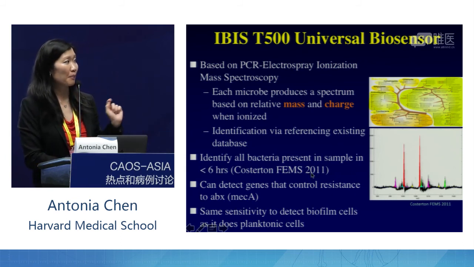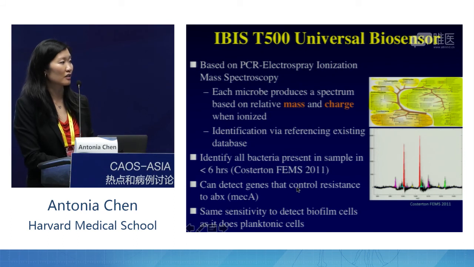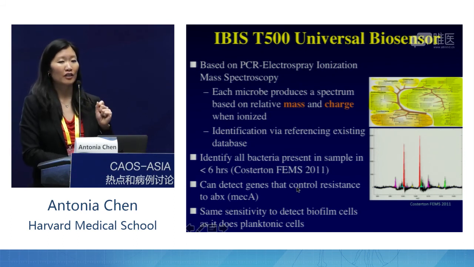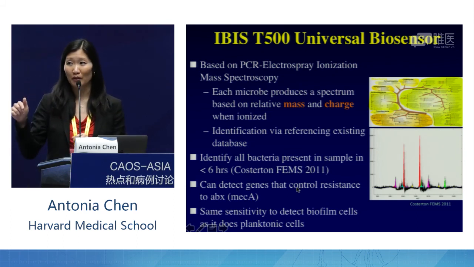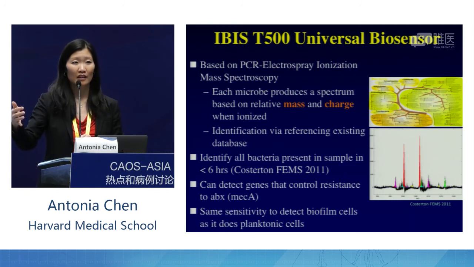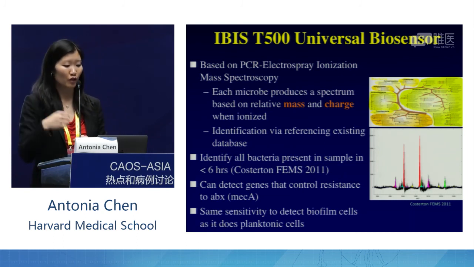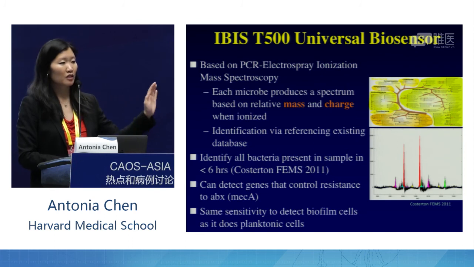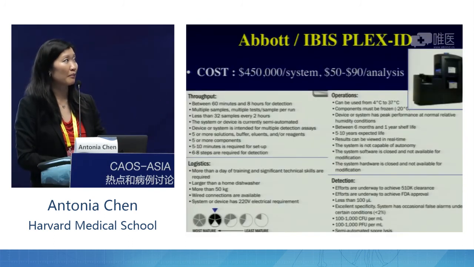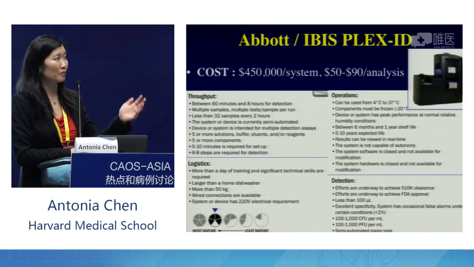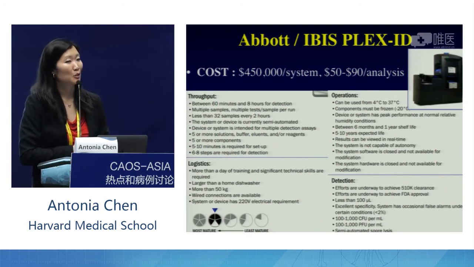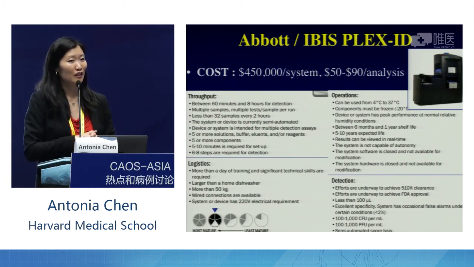It can identify all bacteria present in samples in less than 6 hours. It can detect genes that control resistance and has the same sensitivity to detect biofilm. Remember, biofilm is hard to detect as opposed to planktonic or free-floating bacteria. This company was then bought over by Abbott. So Abbott now has something called IBIS Plex ID. The problem is the cost is very expensive. $450,000 US dollars per system.